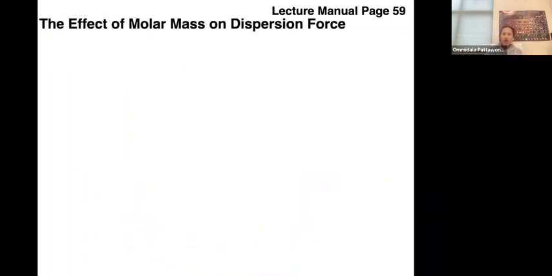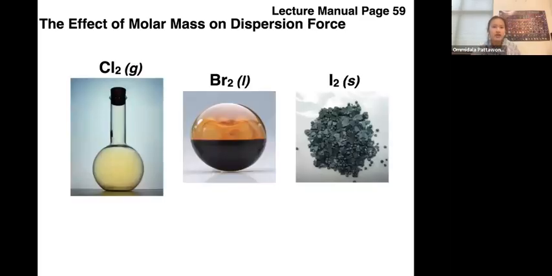The next thing we are going to take a look at is the factors that affect the strength of dispersion force. The first factor is the molar mass. Going back to the example I mentioned earlier, we are looking at the different states of chlorine, bromine, and iodine, which are located in the same group in the periodic table. You will see that chlorine, bromine, and iodine have different molar masses. In this case, chlorine is the lightest and iodine is the heaviest.